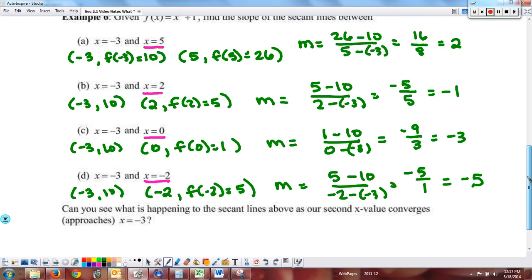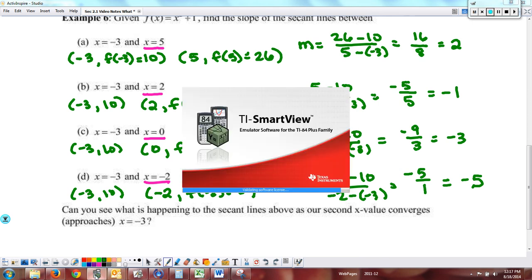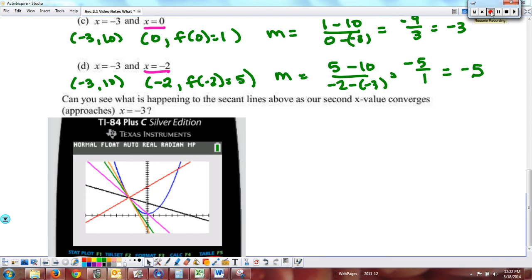Now let's take a look at what is happening as we work this problem. I'm going to pull my calculator out, graph my function, and look at these secant lines on the graph. Through the magic of pausing the video, I have taken each of these slopes that we calculated above, and, as a little review, I used the point-slope form of a line to enter each of these equations.